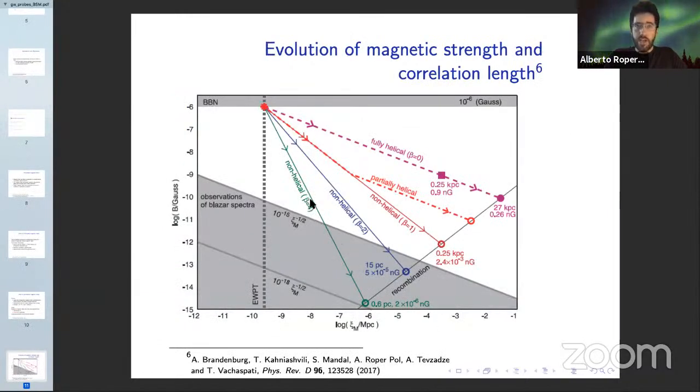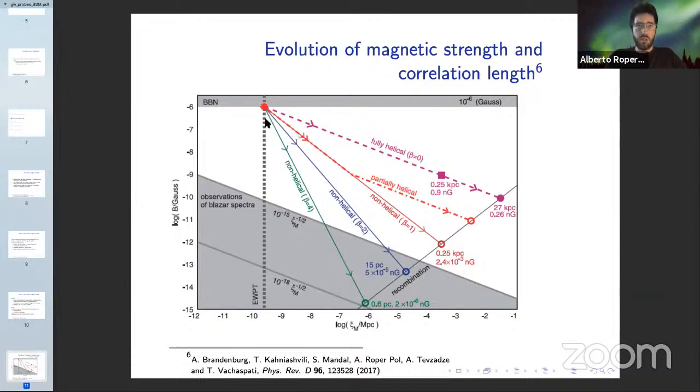An important aspect of these magnetic fields is helicity. This is a plot where we started from a magnetic field generated at the electroweak phase transition with a maximum amplitude. On the y-axis is the amplitude of the magnetic field, and it shows how it evolves with respect to the coherence length scale, depending on the helicity.